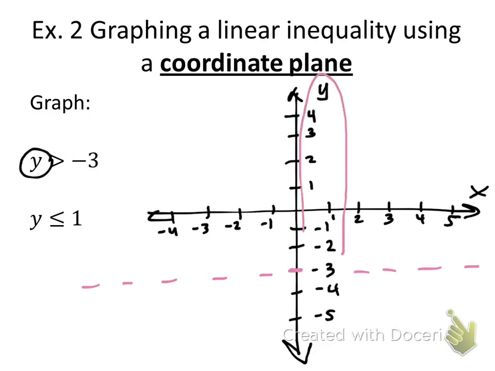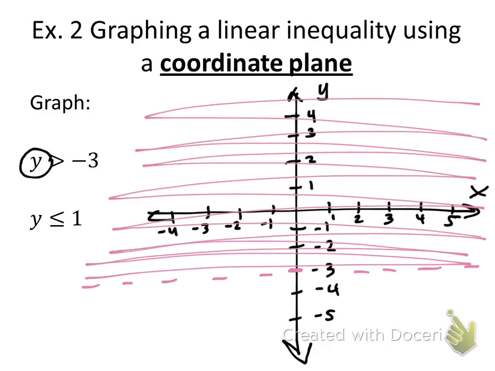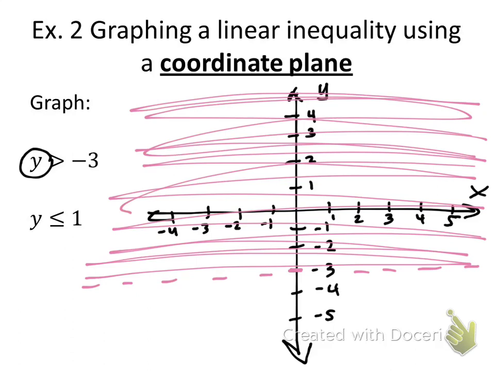So I'm looking at all these numbers here and I say, okay, in which direction, above the line or below the line, are the numbers going greater than -3? Above it. So I'm going to shade everything above the line that I've drawn. And you say, well, hold on, it's touching all of those negative numbers on the x-axis. Doesn't matter. The y-axis is the only thing I'm looking at.